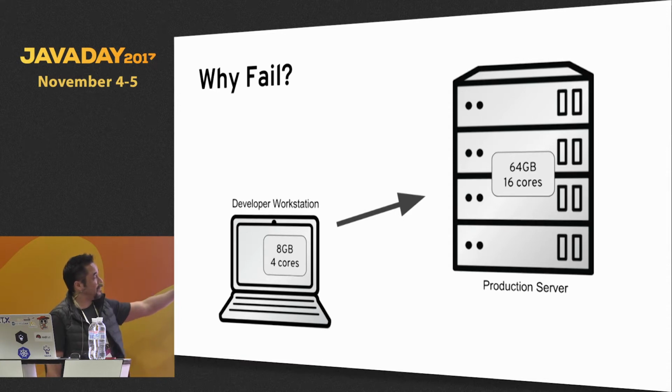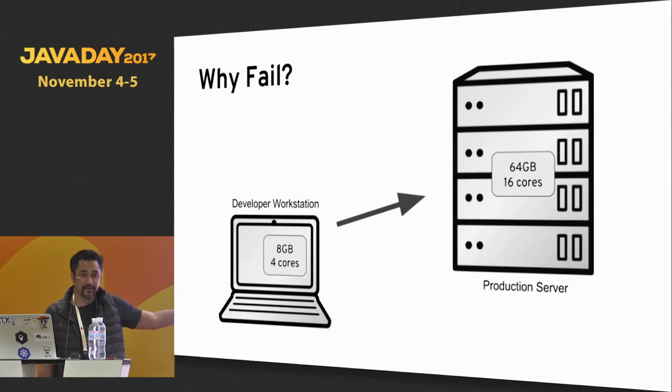So why does it fail? If you look at a developer workstation, you might have 8 gigs of RAM and 4 cores of CPU on that machine. And the Java Virtual Machine sees all of that by default. It sees you have 8 gigs and 4 cores, and it tries to allocate what it can of that. It assumes it owns the machine. That's how it works by default. It actually uses a quarter of the memory available to it, and in this case, it'll use 2 gigs. Here's the problem.